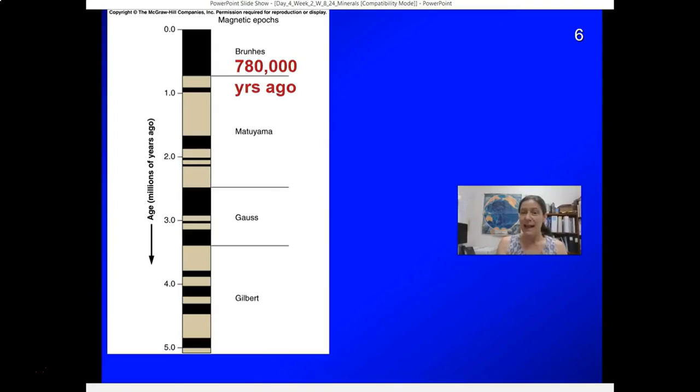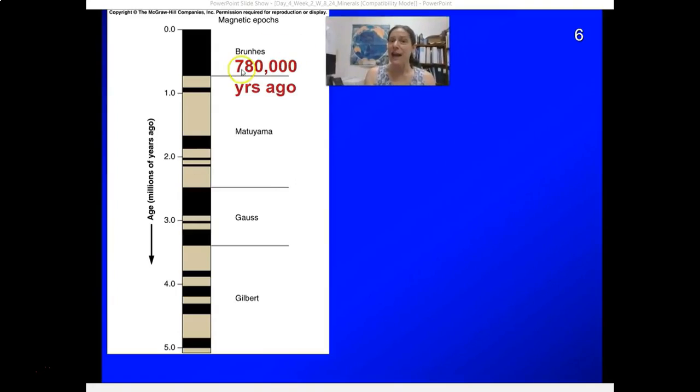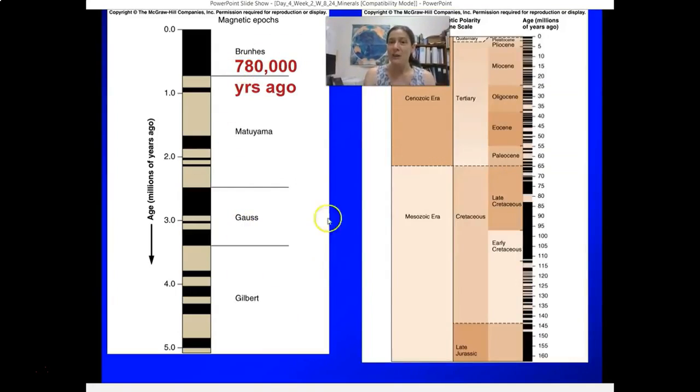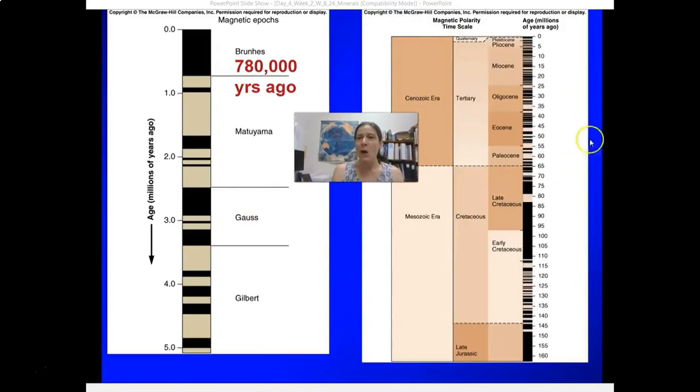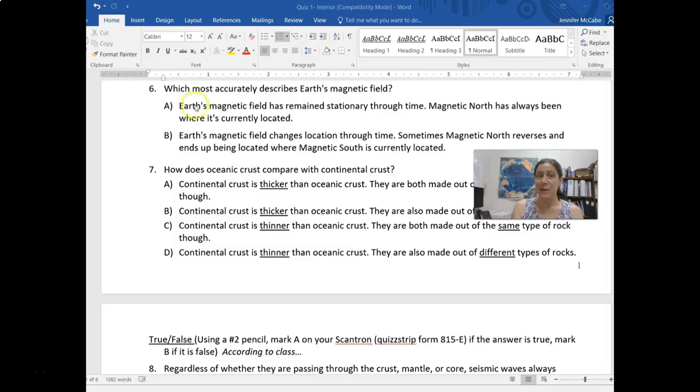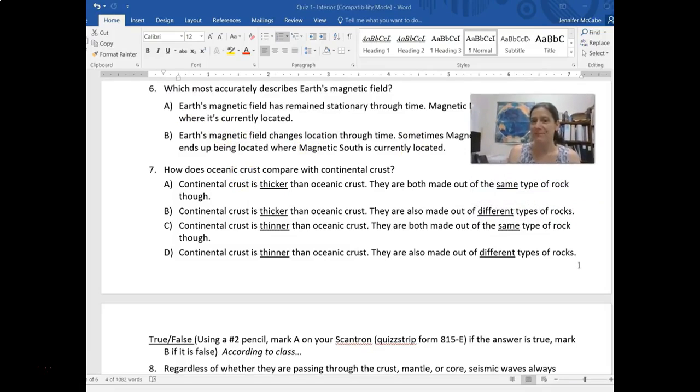We also looked at the pattern of reversals through time. We talked about how those reversals act kind of like barcodes, so we can use them to determine the various age of the oceanic crust or the age of the Earth at various points in Earth's history based on this pattern of reversals. So again, the answer to number 6 was B. Earth's magnetic field changes locations through time. It reverses through time.